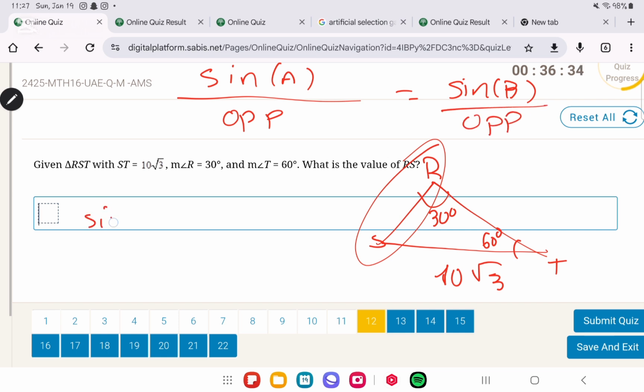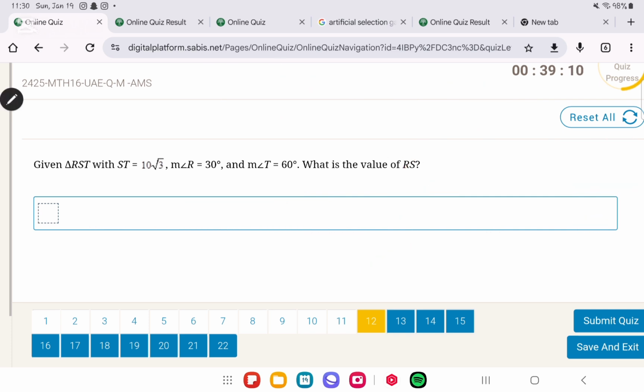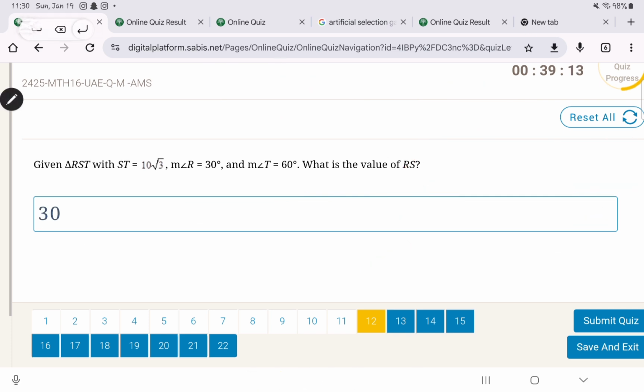So in this case, it is going to be sine 30 divided by 10 radical 3 is equal to sine 60 over the side RS. Doing the cross multiplication, we get that RS is equal to sine 60 times 10 radical 3 over sine 30. And if you do it on your calculator, you are going to get an answer of 30.